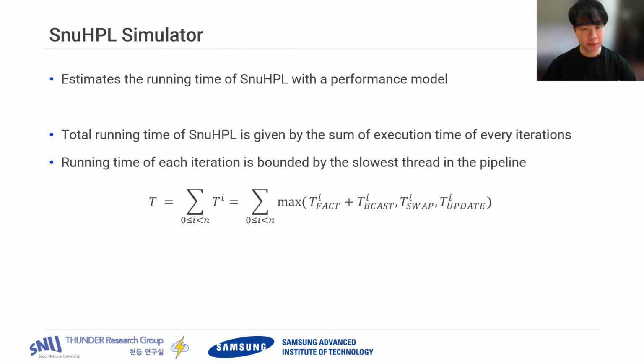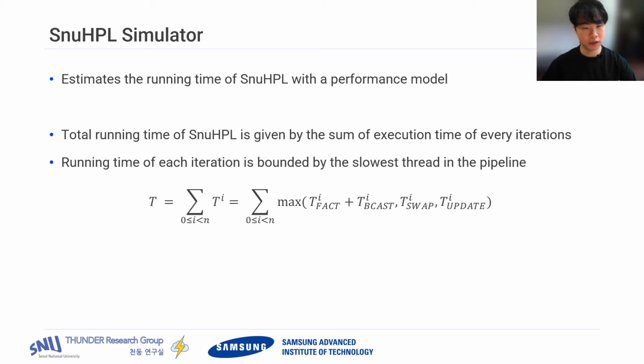The SnuHPL Simulator estimates the running time with the performance model. The performance model is an analytical model which uses the metrics collected by the profiler. The performance model is built as follows. The total running time of SnuHPL is given by the sum of the execution time of every iteration of LU factorization. This gives the first equality of the formula.